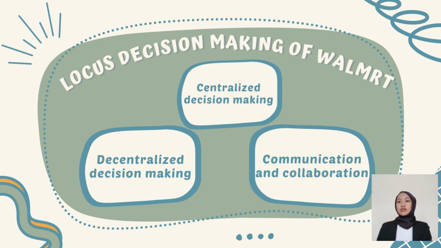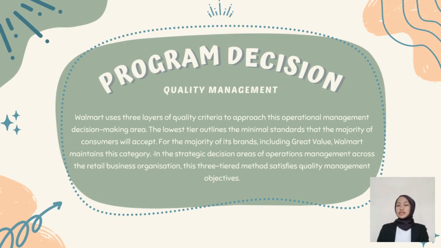The location of decision making at Walmart has contributed to the company's growth into one of the biggest and most prosperous retailers in the world. Walmart is able to maintain a consistent brand image and customer experience while also being sensitive to the demands of local customers because of its hybrid method of centralized and decentralized decision making. The last one is program decisions, which is quality management.